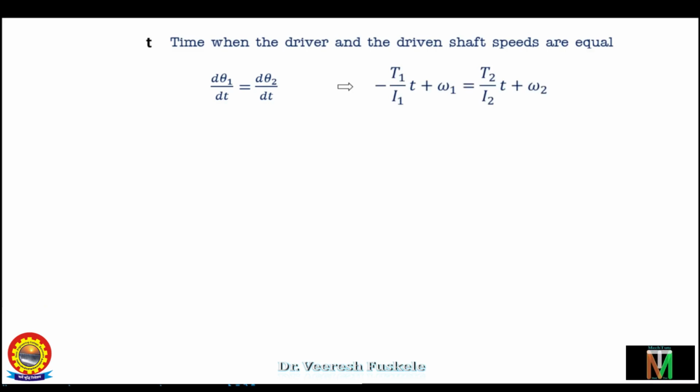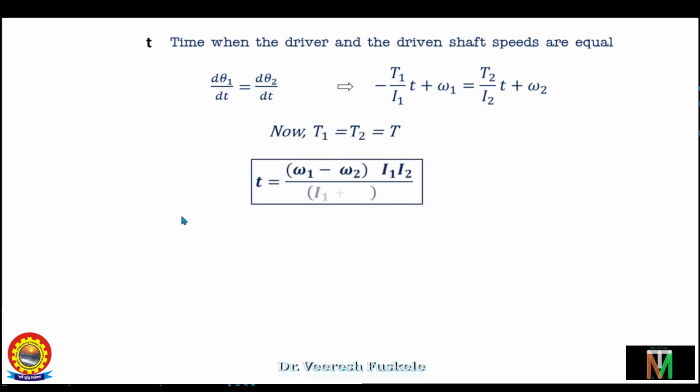Now as t1 will be equal to t2 and we can write it equal to t, from this equation, after rewriting it, we have t is equal to (omega 1 minus omega 2) I1 I2 divided by (I1 plus I2) into T. This is nothing but the slipping time, or the time that is required for both the shafts to come to the same speed. So this is the time for which the slipping will be there between the two shafts.